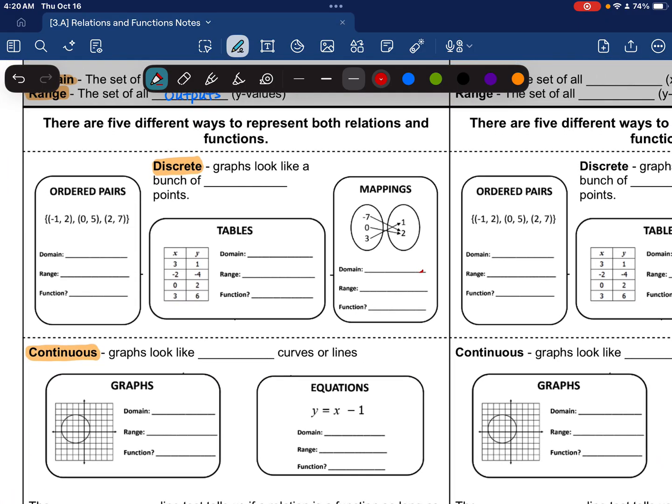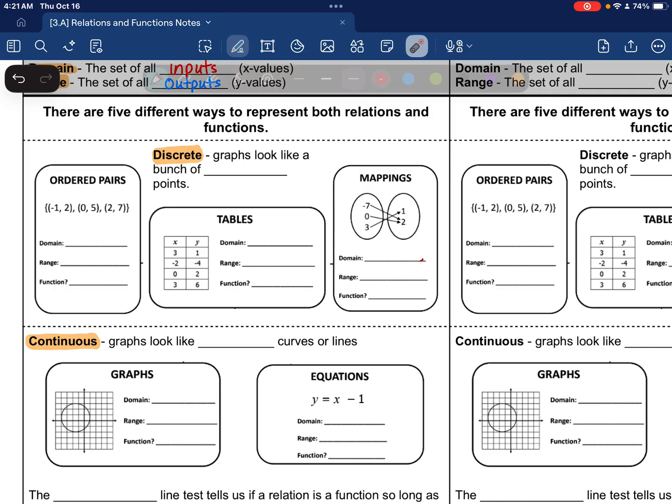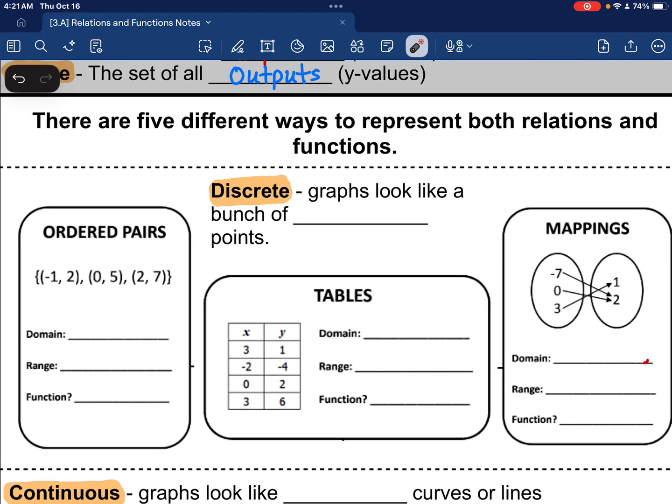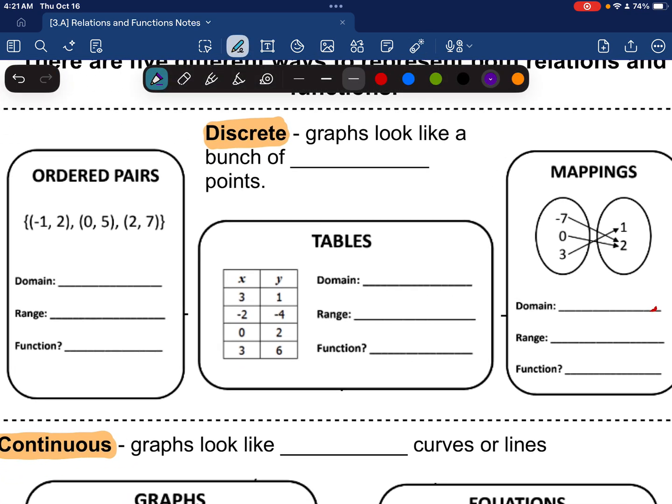So there's technically 6 ways, which I thought about in our last video, but whatever. There's 5 different ways that we represent relations and functions. Okay, so I have them separated into 2 separate groups here. The first group is called discrete, and the second group is called continuous. So discrete graphs look like a bunch of individual points. So like if I were to graph them, they would graph like this, like a scatter plot.